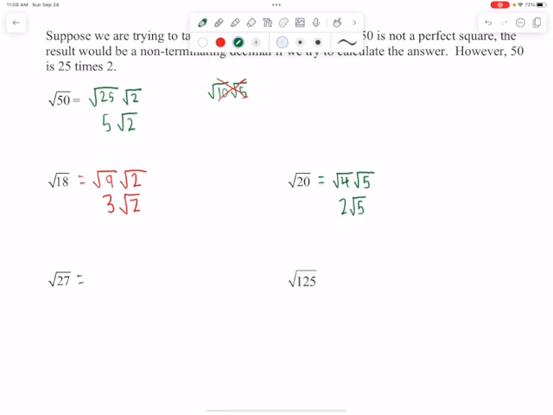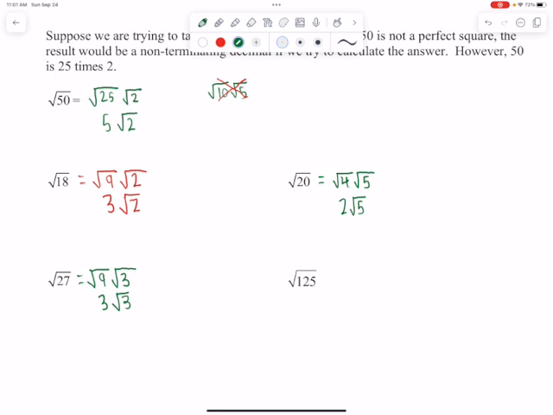27 is not a perfect square, but we can simplify it by splitting it up into two parts. Here, a perfect square that goes into 27 would be 9. We can split the square root of 27 into the square root of 9 times the square root of 3. And then the square root of 9 is 3. So 3 square root of 3 ends up being the answer.